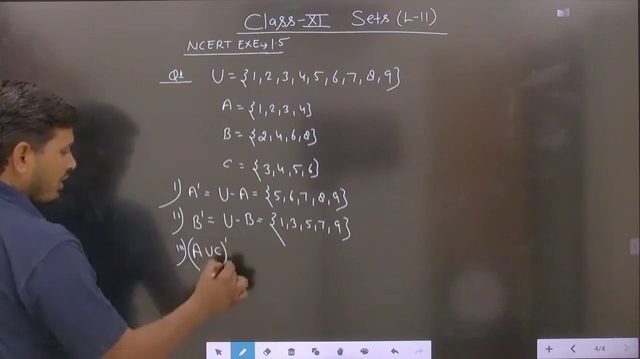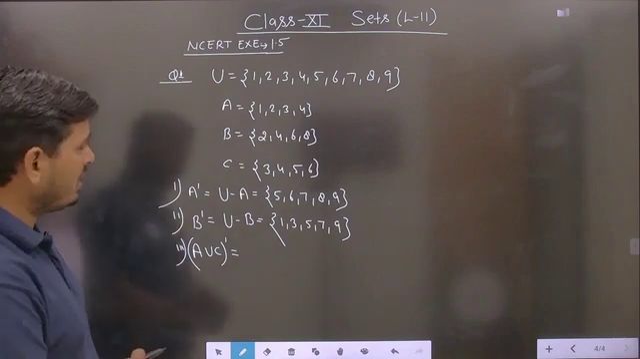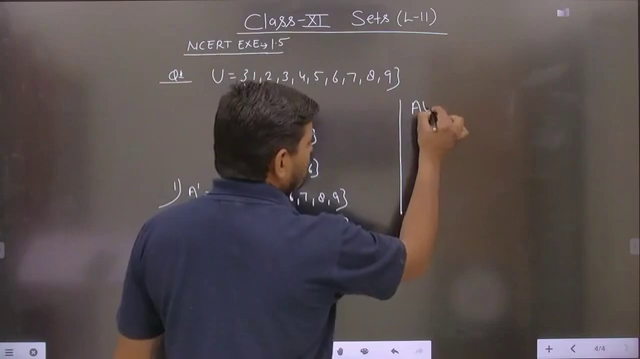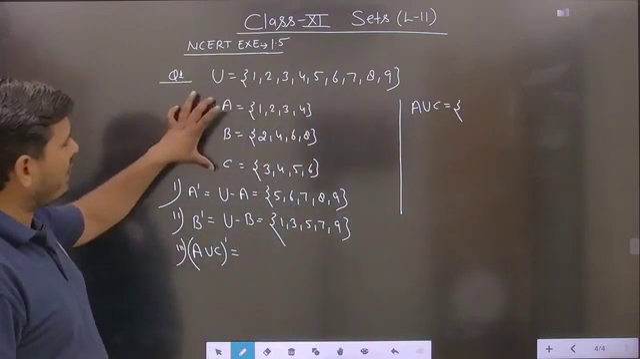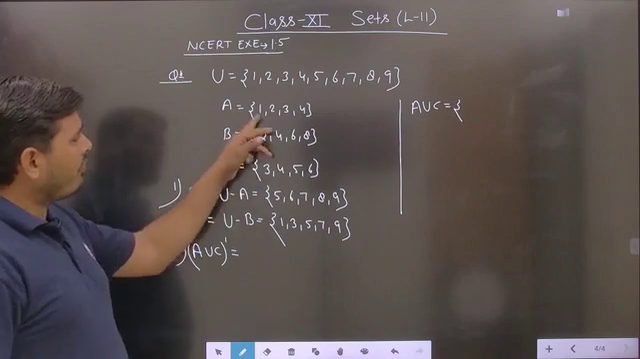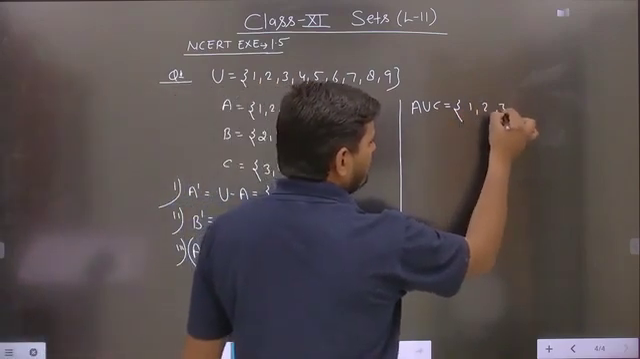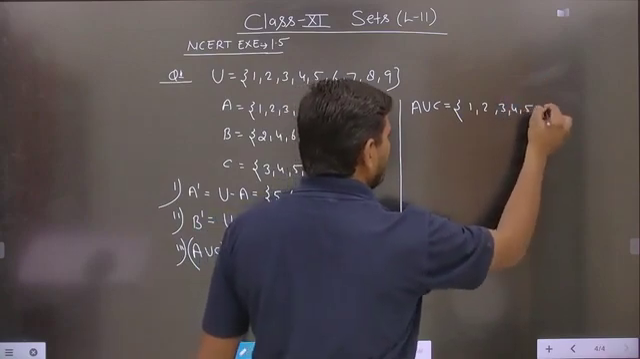In the third part, it is asked: (A union C) whole dash. So basically, first of all, we have to calculate A union C. Student, if A union C is to be obtained, then all the elements of A and C are to be written. So we will write 1, 2, 3, 4, 5, or 6. Is it clear?